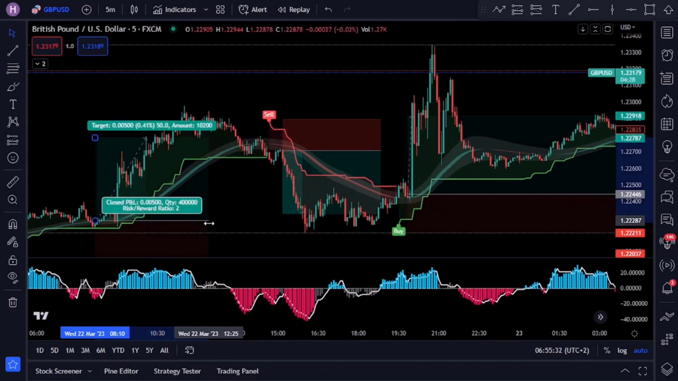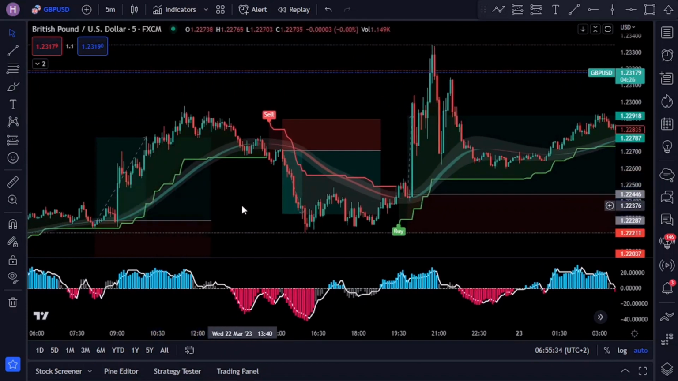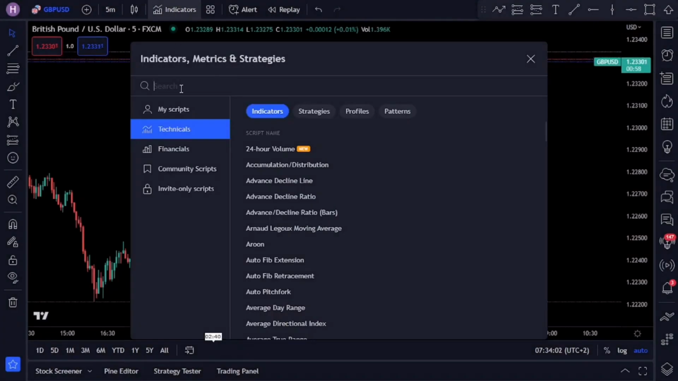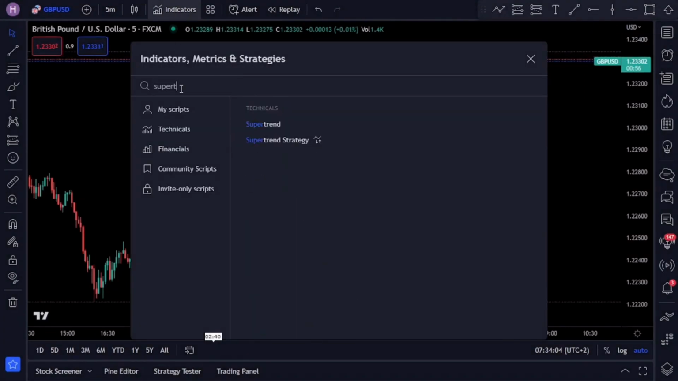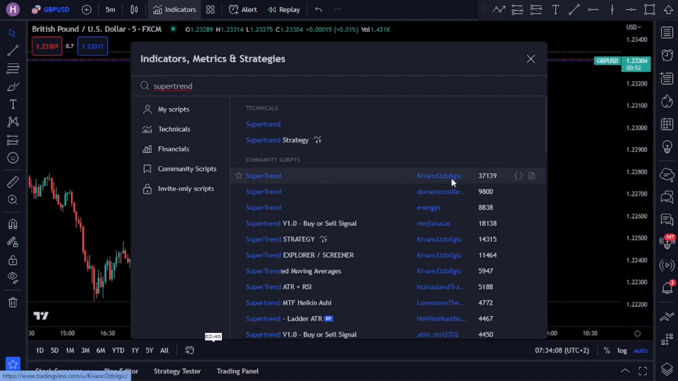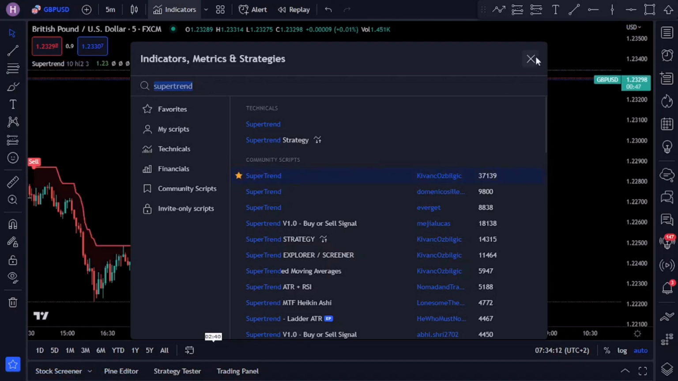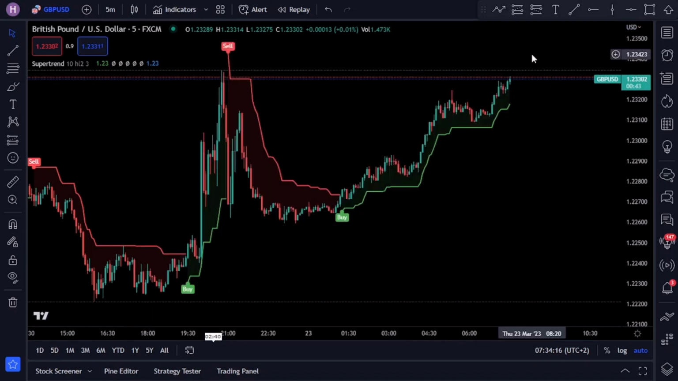I'll be covering the complete trading strategy from start to finish, so make sure you watch till the end for a bonus. On TradingView, we're going to search for the following indicator, which is the Supertrend indicator by Cozbilgic. As you'll see, it is one of the most popular TradingView indicators with over 37,000 likes.